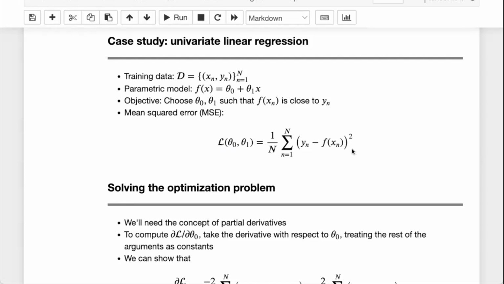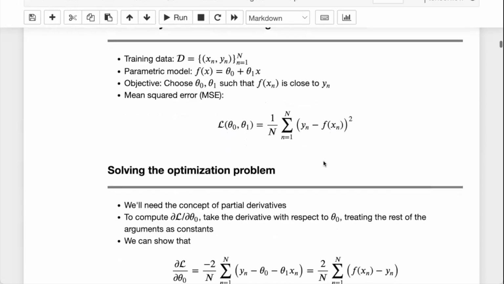We are actually looking at the minimizers, meaning that what values of theta 0 and theta 1 will lead to the minimum value of this loss function. And in this case, if we multiply this objective function by any positive constant, we are not changing the problem in the sense that the minimizers are the same. And we can always multiply this by any constants that we want as long as they are non-negative.